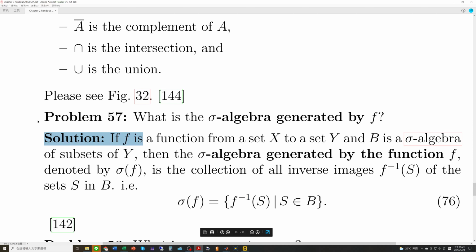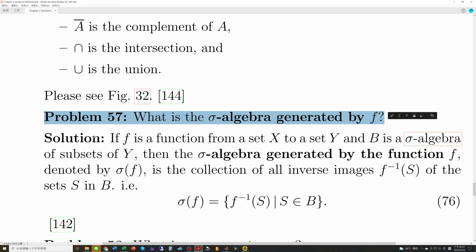Okay, hello everyone. Let us continue the third part of today's class. Okay, so we are talking about problem 57. What is the sigma algebra generated by f?